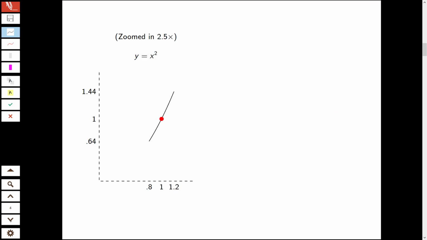All right, so in this picture, I have the portion of the parabola with x between 0.8 and 1.2. It's been zoomed in by a factor of 2.5. Because this is the graph of the function y equals x squared, when x is 0.8, the y coordinate is 0.8 squared, which would be 0.64. And likewise, when x is 1.2, y should be 1.2 squared, which is 1.44.